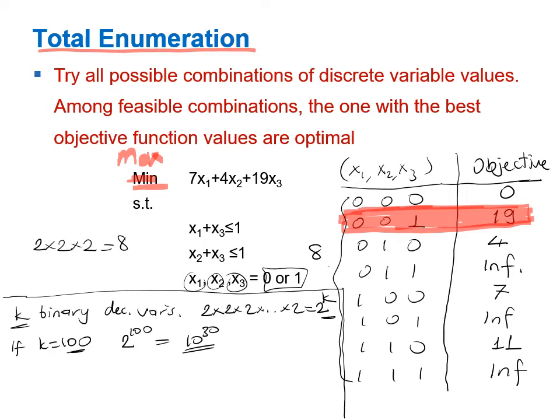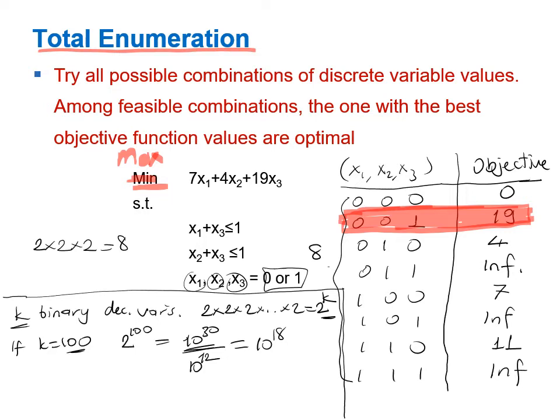Okay, 10 to the power 30 is a very large number. So you can make a simple comparison. How long would it take to solve a problem by complete enumeration where there are 100 decision variables? Assume, for example, the fastest computer can do 10 to the power 12 operations per second. Let's say we have a computer which can try 10 to the power 12 of these combinations in 1 second. Then to evaluate 10 to the power 30 combinations, it will take 10 to the power 18 seconds.